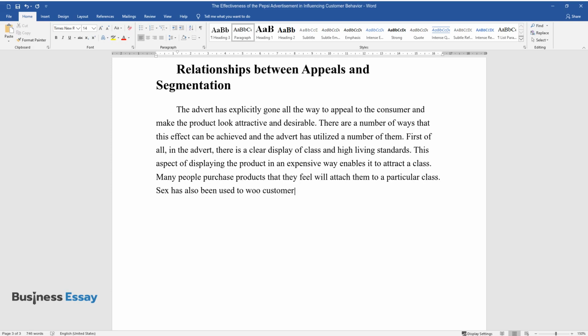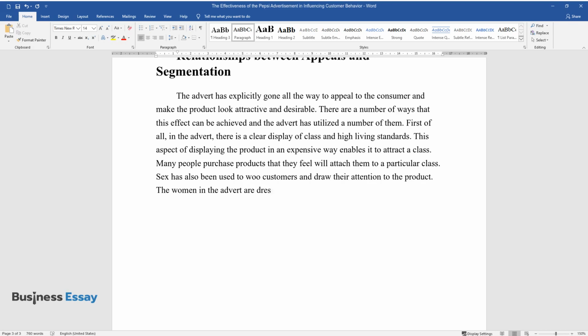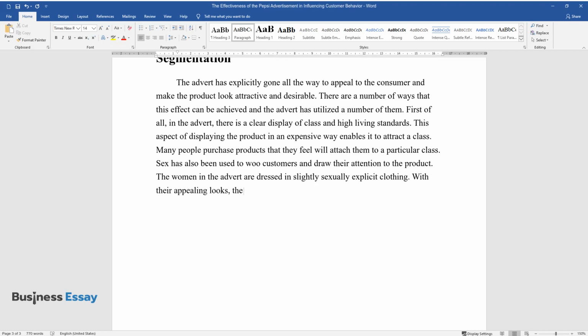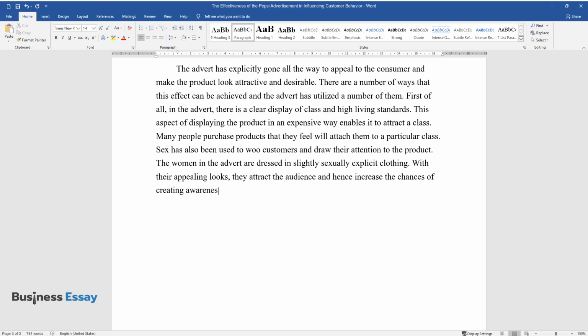Sex has also been used to woo customers and draw their attention to the product. The women in the advert are dressed in slightly sexually explicit clothing. With their appealing looks, they attract the audience and hence increase the chances of creating awareness and ultimately broadening the use of the product.